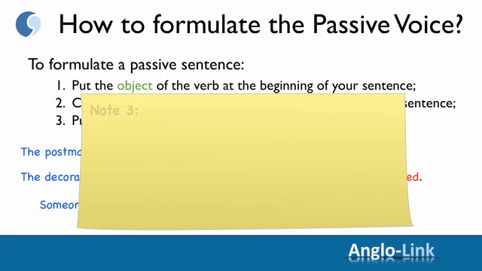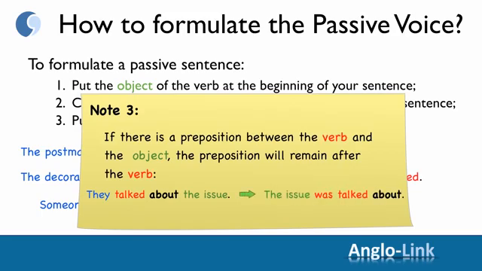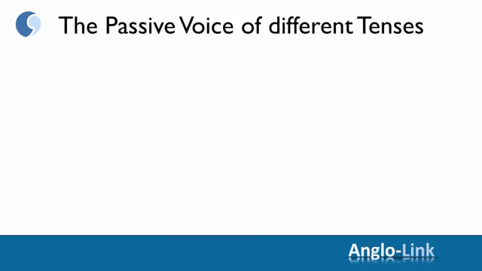And the final note, if there is a preposition between the verb and the object, the preposition will remain after the verb. For example, they talked about the issue. The issue was talked about. Okay, let's have a look at the passive voice of different tenses.